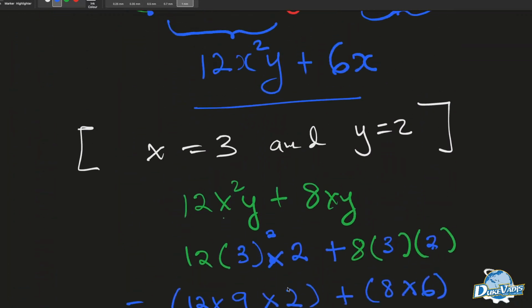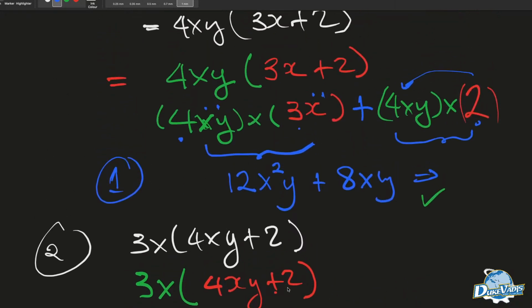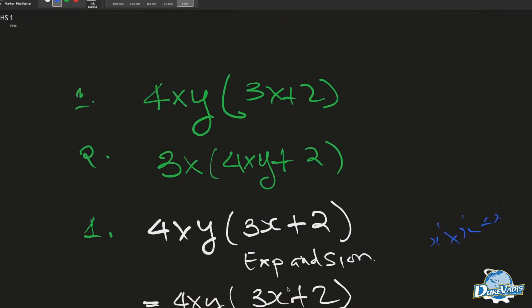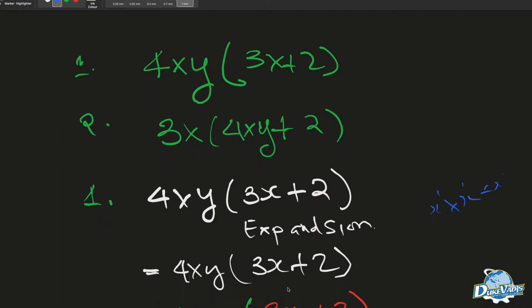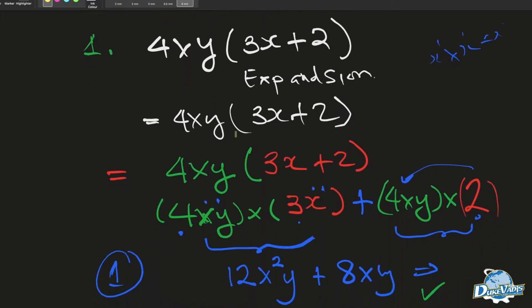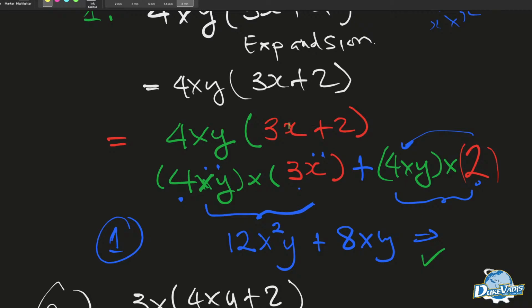So let's look at it very carefully. Let's recap. The questions given were 1 and 2, and we should simplify them. For 1, we multiplied 4xy by 3x plus 2. So what we did was expansion, meaning 4xy multiplying 3x and multiplying 2. So we decided to change the colors. For xy, we decided to make it green, multiplying 3x and multiplying 2.